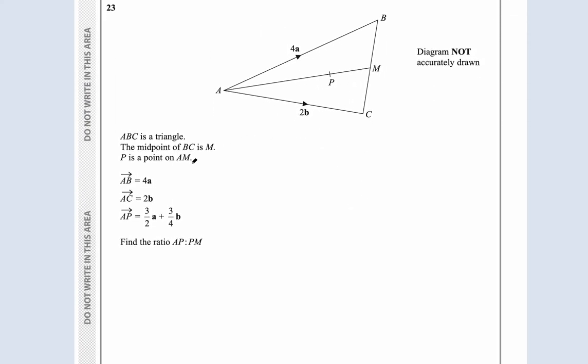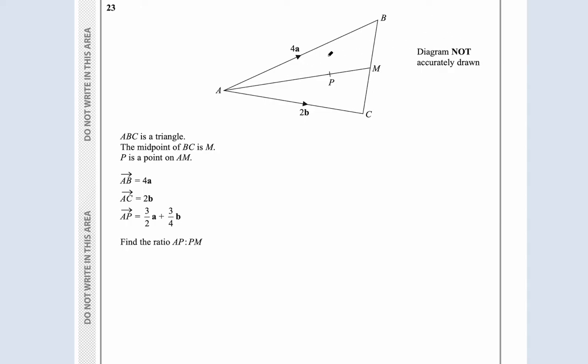Question 23. Okay, this is difficult, guys. ABC is a triangle. M is the midpoint of BC, and P is a point on AM. So this is P. It says AB is 4a, AC is 2b, and AP is this. Find the ratio AP to PM.